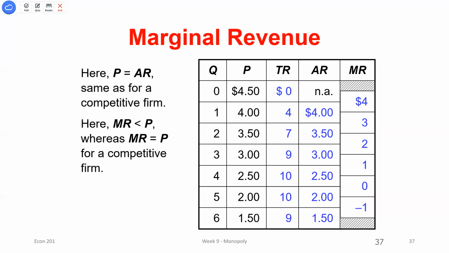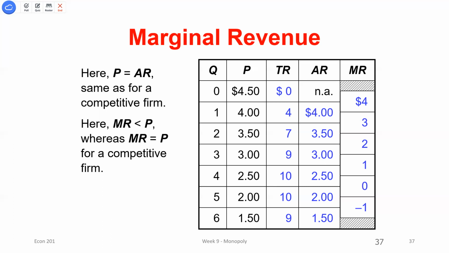So what do we notice about marginal revenue as I decrease the price and increase the quantity I'm selling? It's decreasing. So what ends up being true for the monopolist is that the demand curve they face results in also a decreasing marginal revenue curve.